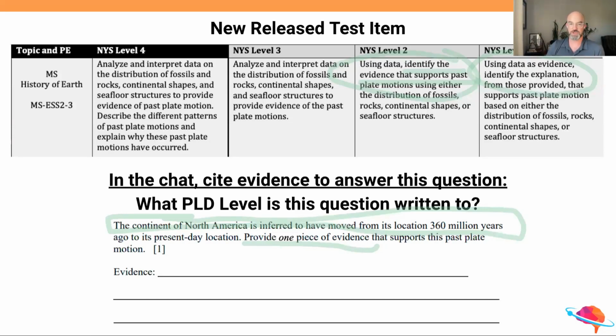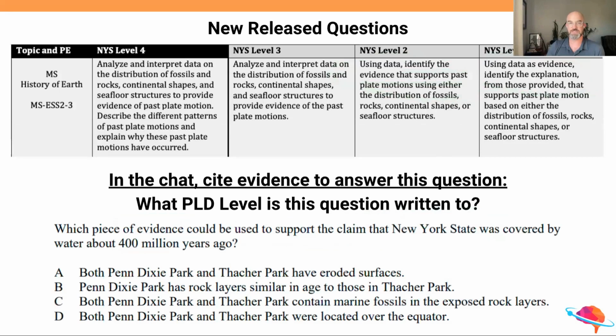Okay, cool. So diving a little bit further into this. The second to last question that we're going to look at is another new release test item. And this is a multiple choice item because I think that's interesting too. This asks students, which piece of evidence could be used to support the claim that New York State was covered by water about 400 million years ago? Again, I give students a bunch of data, and they have to choose which piece of evidence could be used to support that claim. Yep, and the cluster does have maps. You're exactly right.